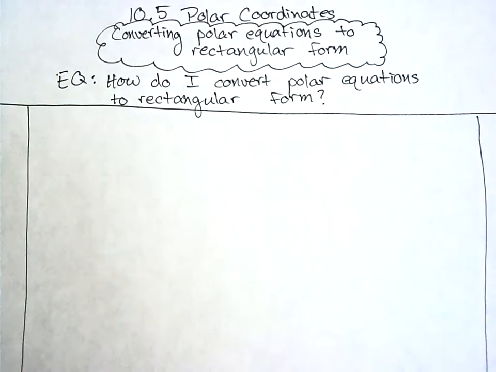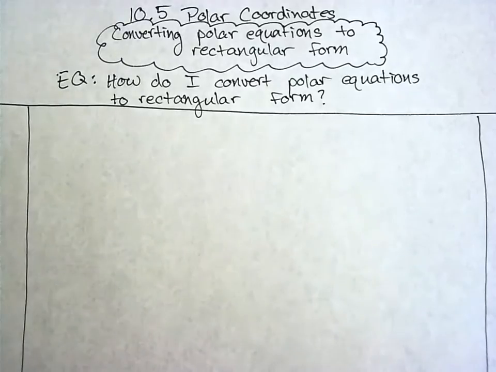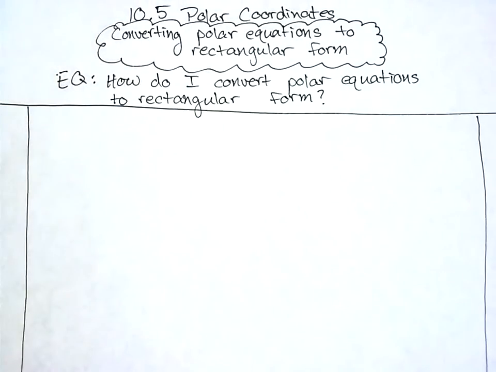Hey everyone, welcome back. We're going to go ahead and finish 10.5 polar coordinates. Today we're going to be converting polar equations to rectangular form. So the essential question is, how do I convert polar equations to rectangular form?